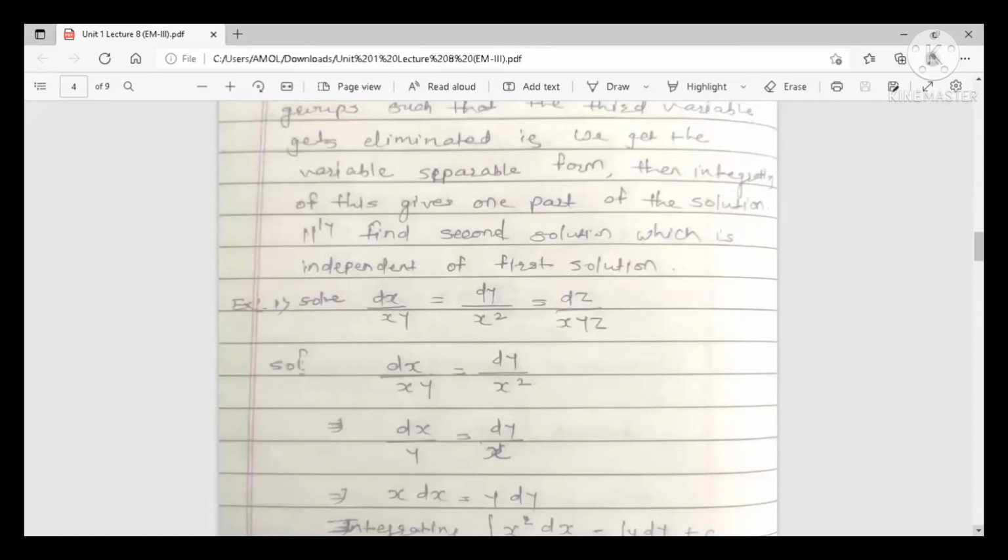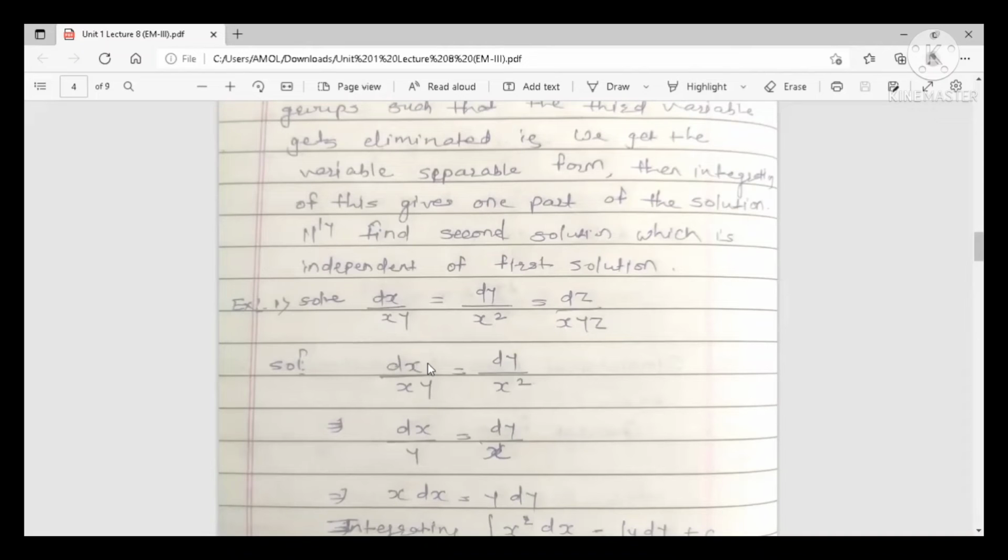The first example, solve dx upon xy is equal to dy upon x square is equal to dz upon xyz. This example is given. So it is clear that we can easily identify that it is symmetrical simultaneous differential equation because it is in that form, dx upon p is equal to dy upon q is equal to dz upon r, where p, q, r are the functions of x, y, z. So you consider either first two ratios or second two ratios, so that we can separate. We have to choose the two ratios such that the third variable gets eliminated.